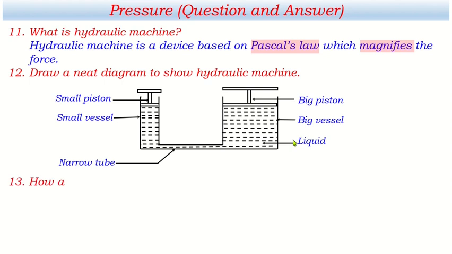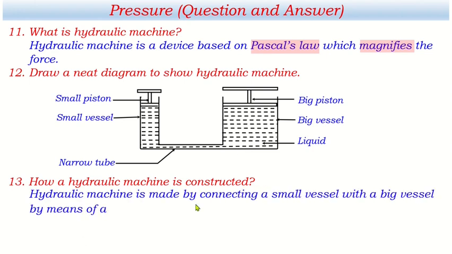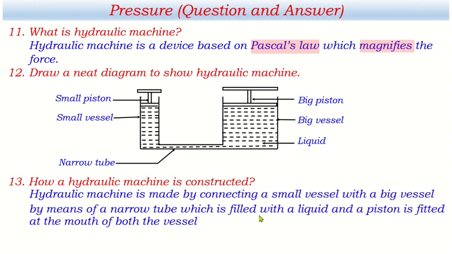Okay, now another question. How is a hydraulic machine constructed? It's very simple. Looking at this diagram also, you can say that a small vessel is connected to a big vessel and it is filled with liquid, and a piston is given to each of the vessels. We can write this way. Hydraulic machine is made by connecting a small vessel with a big vessel by means of a narrow tube which is filled with a liquid, and a piston is fitted at the mouth of both the vessels.